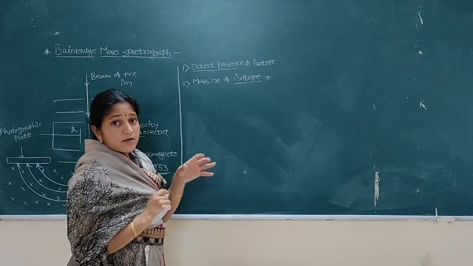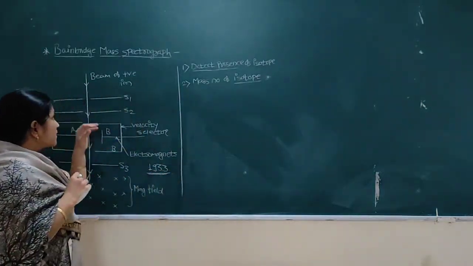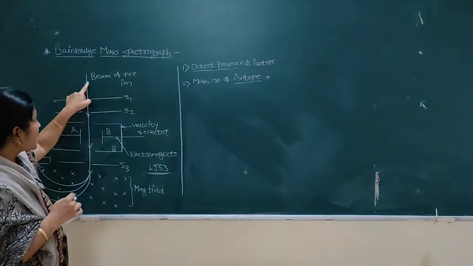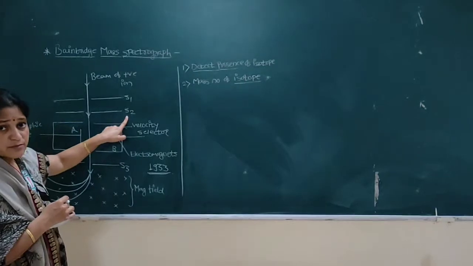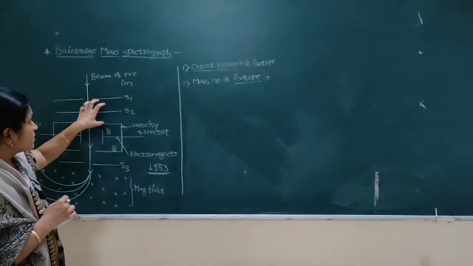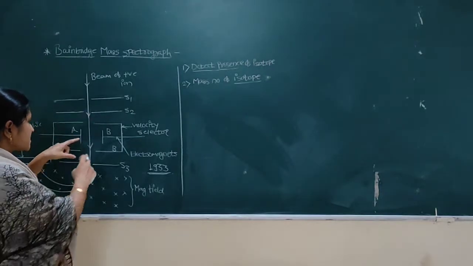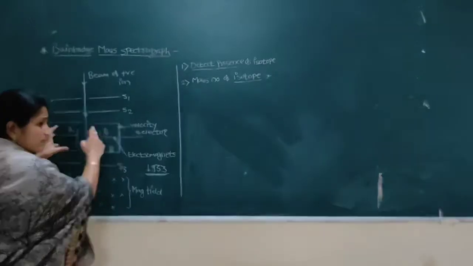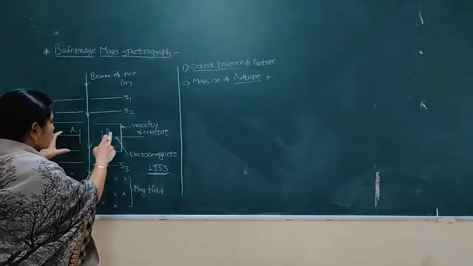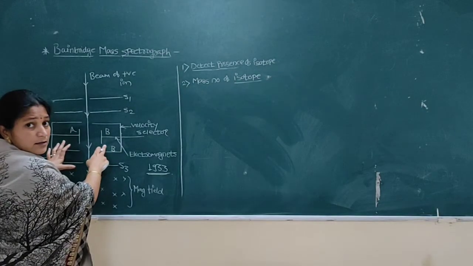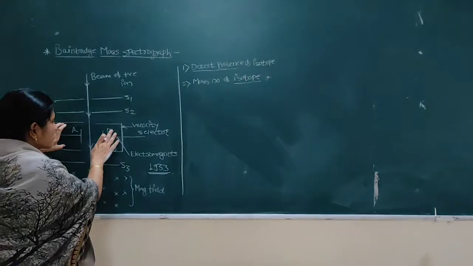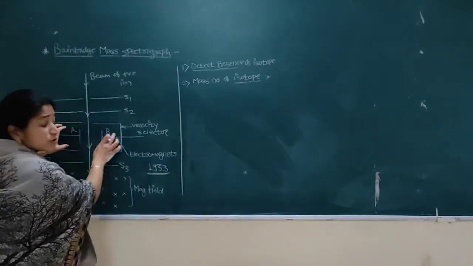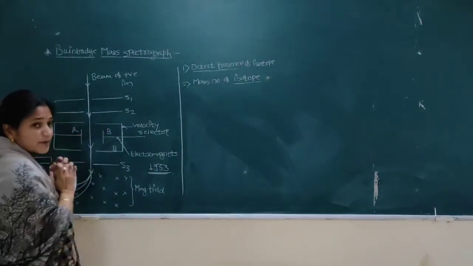Now we will explain briefly. For this, consider a beam of positive ions collimated, or passed, through the slits S1 and S2. After that, the beam of positive ions enters the velocity selector. Inside this velocity selector, the electric field is there, and that electric field is produced by providing a suitable potential difference between the two plates.